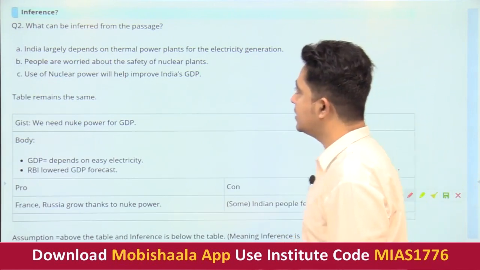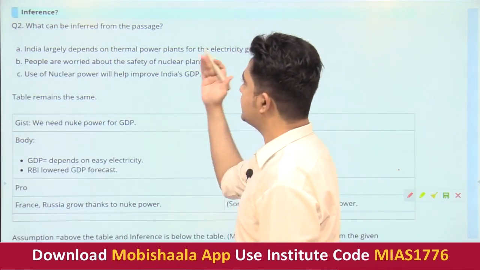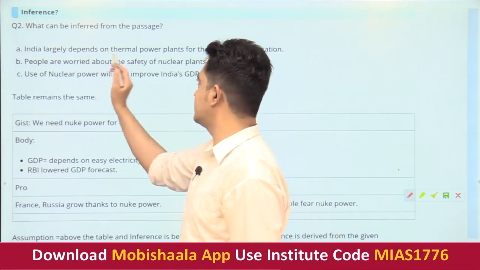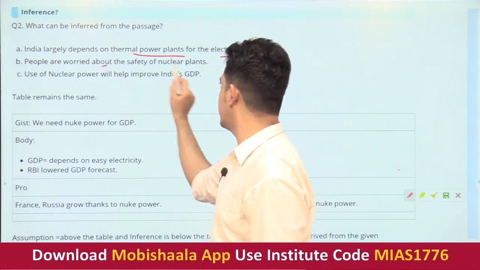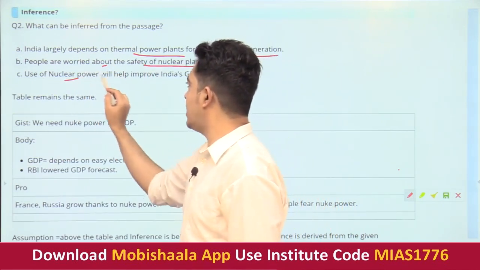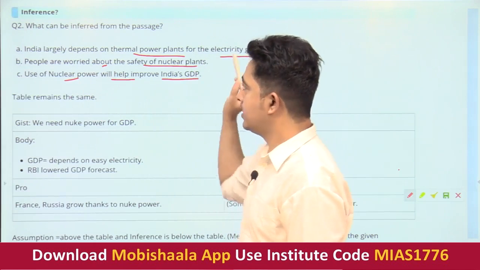Assumption means what can be inferred from the passage. One: India largely depends on thermal power plants for electricity generation. Two: people are worried about the safety of nuclear power plants. Three: use of nuclear power will help improve India's GDP.